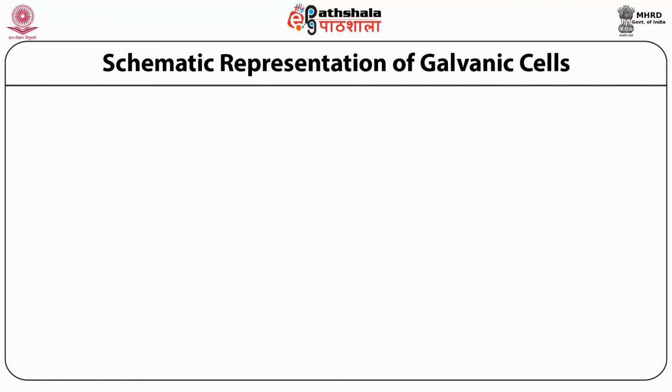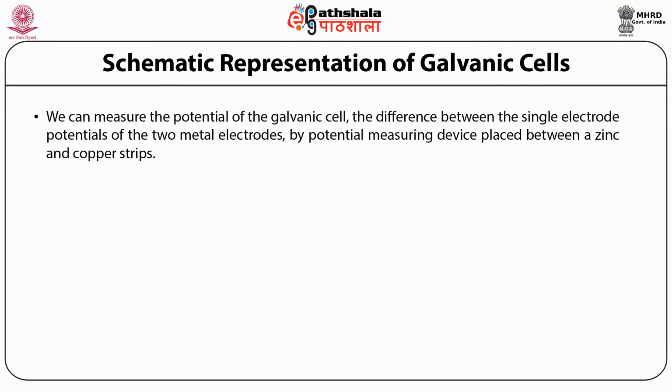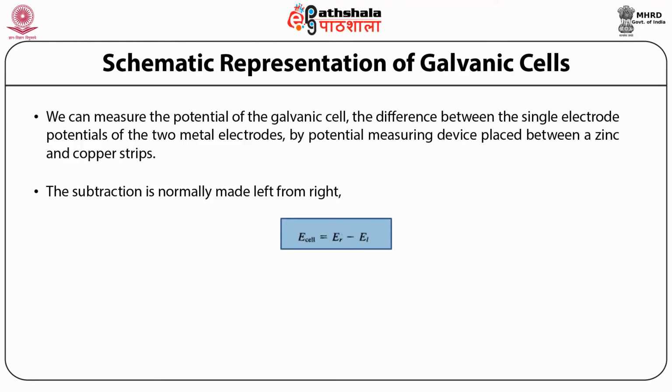When we place a voltage measuring device between the zinc and copper strips, we can measure the potential of the galvanic cell, the difference between the single electrode potentials of the two metal electrodes. The subtraction is normally made left from the right. E cell is equal to ER minus EL.